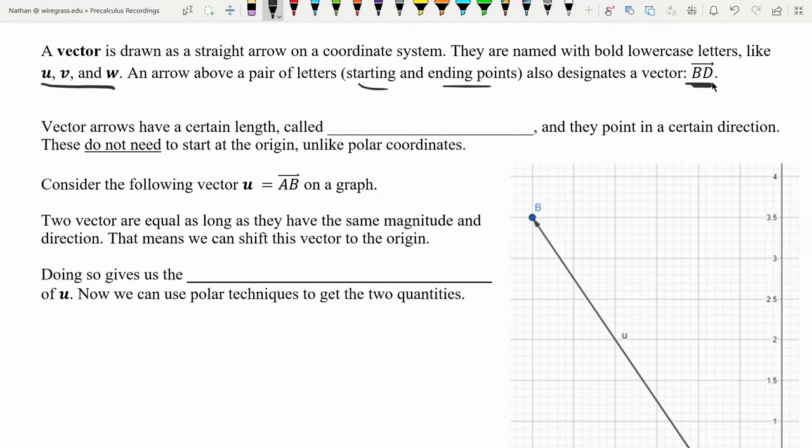It's an arrow. Now, vector arrows have a certain length, and this is called magnitude. And they also point in a certain direction. These do not need to start at the origin, unlike polar coordinates. So polar coordinates, you can kind of think of them as a vector, right? It has some angle and then some length out, and that's the point. The vectors don't have to start at the origin. They can be anywhere on the plane.